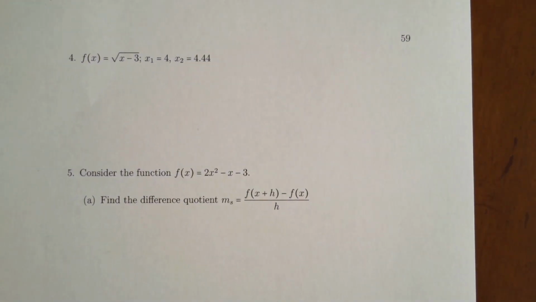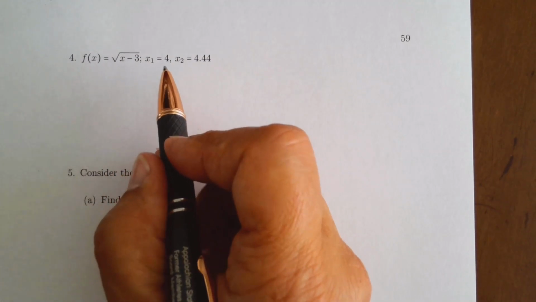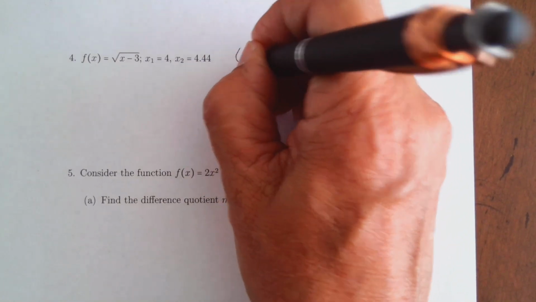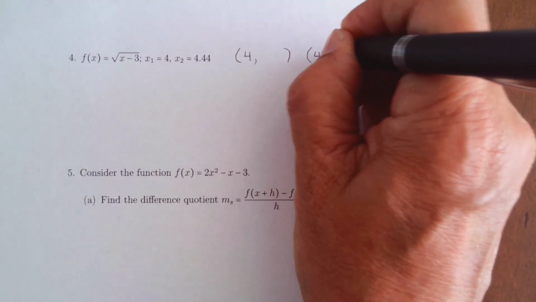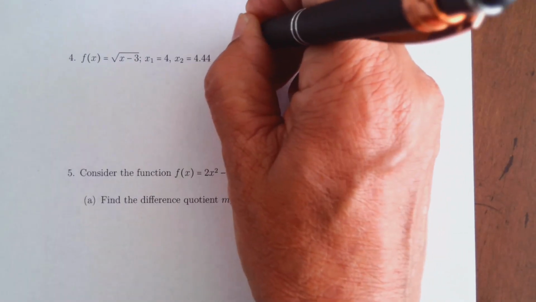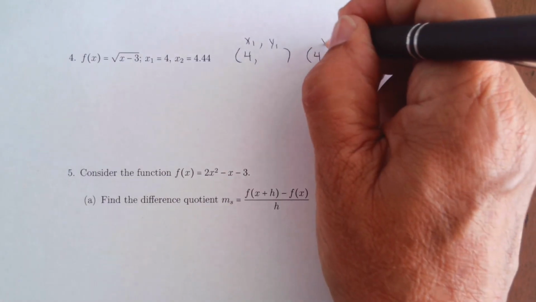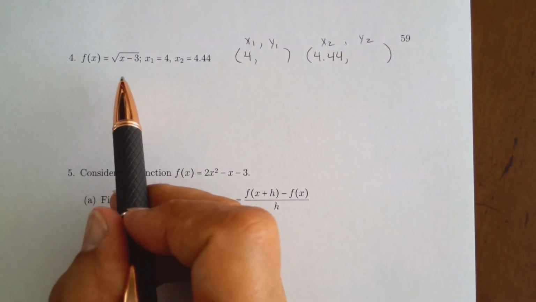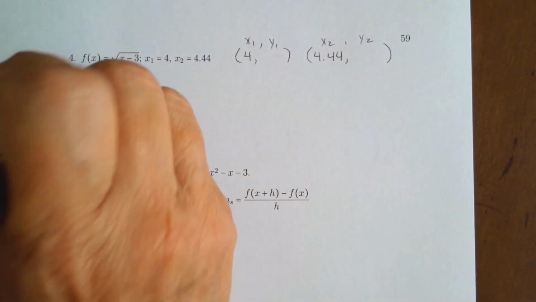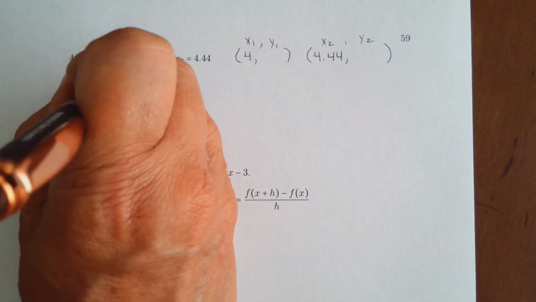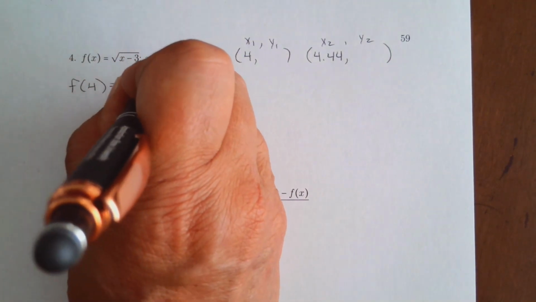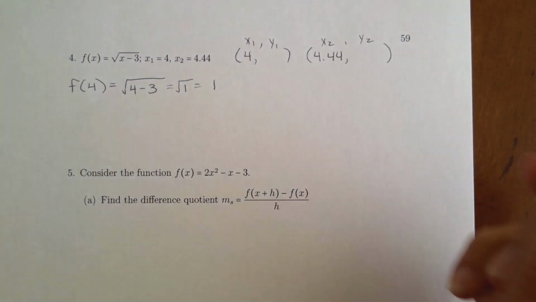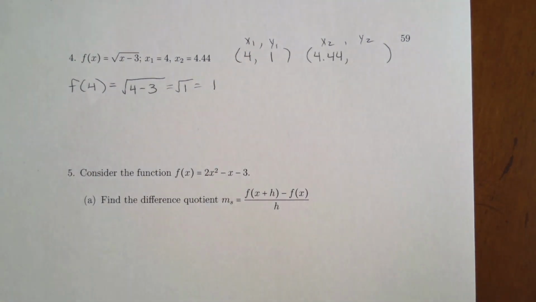All right, now we got a radical, but it's the same thing. We want to find the average rate of change as we go from 4 to 4.44. So I need to know the y value of both of those. All right? So they gave me x1, I need y1. They gave you x2, we need y2. So we're going to plug these two numbers into the function and work it out. So first we'll do f of 4. That's the square root of 4 minus 3, which is the square root of 1, which is 1. So there's my y value for the first point.